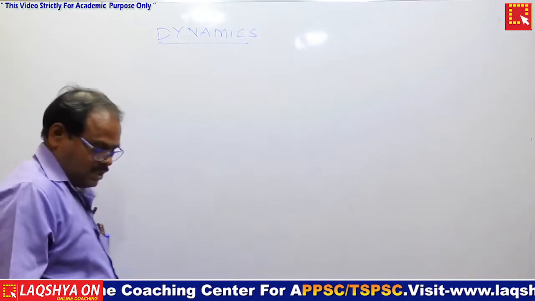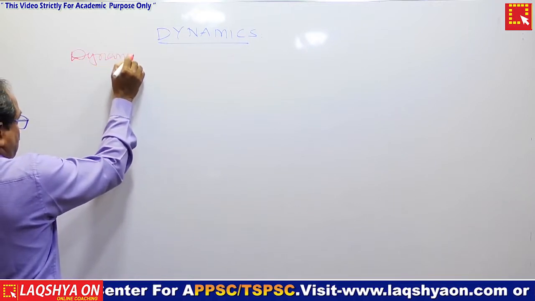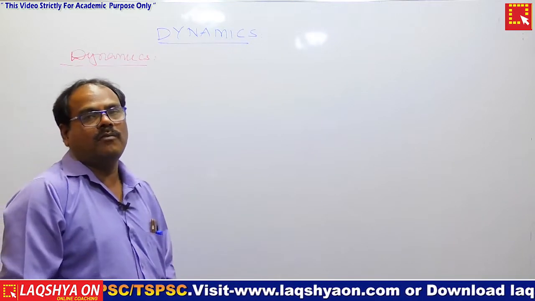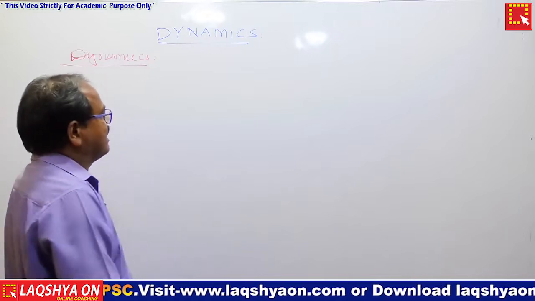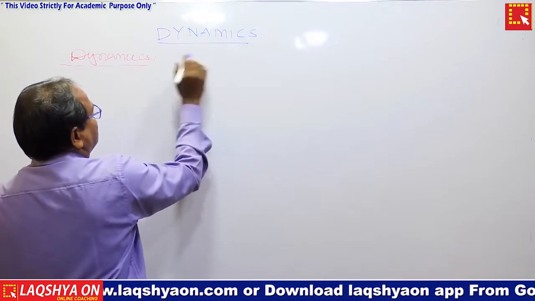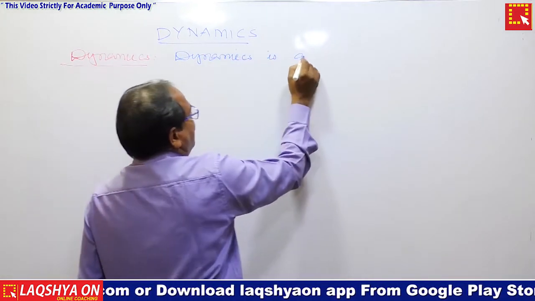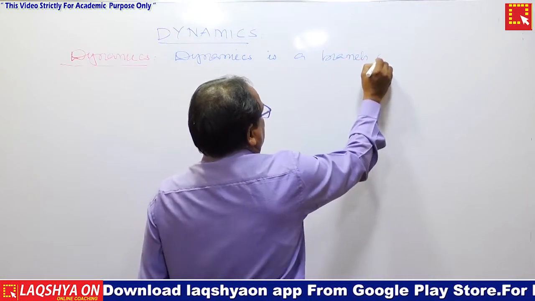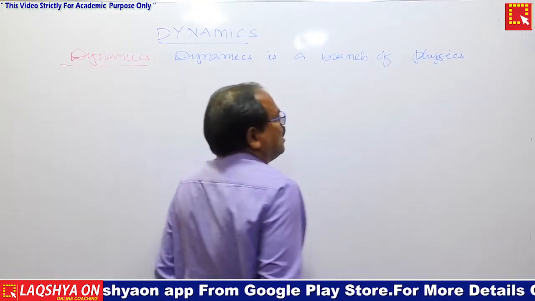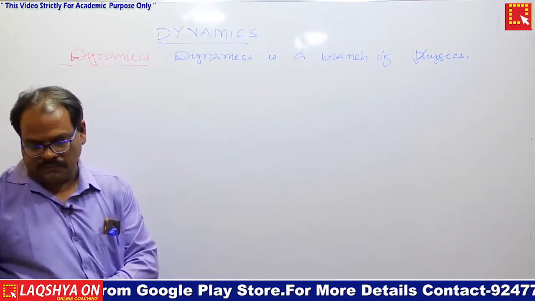Now, what is dynamics? Let us learn the definition of dynamics. Dynamics is a branch of physics which deals with the study of motion of objects under motion by applying some external force.